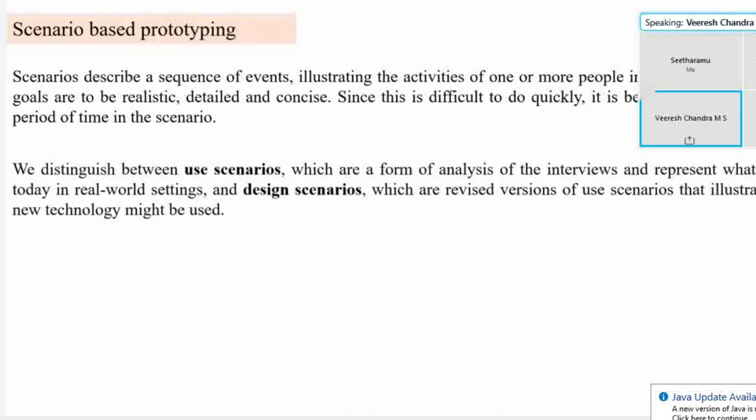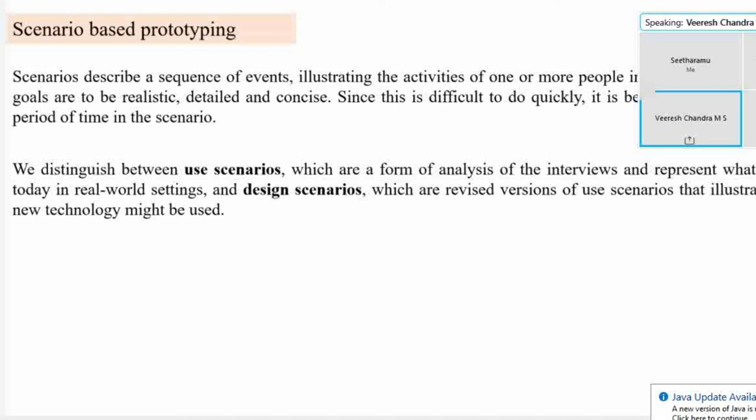There exist two types of scenarios. One is use scenarios, and the other is design scenarios. We can distinguish between these two. Use scenarios are a form of analysis of the interviews and represent what happens today in real world settings, whatever we are experiencing now. Design scenarios: we have used scenarios, now we are revising them. These design scenarios are the revised version of use scenarios that illustrate how a technology might be used.